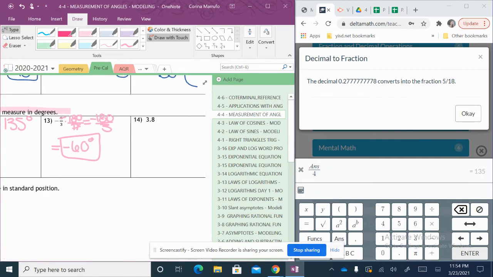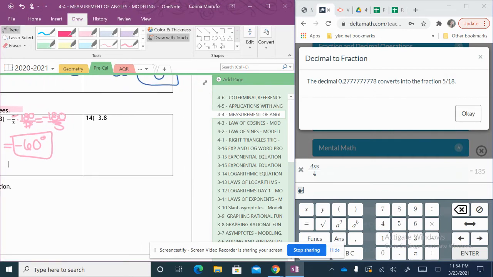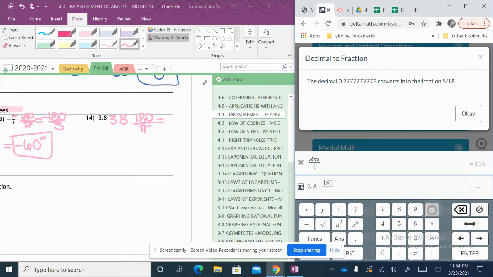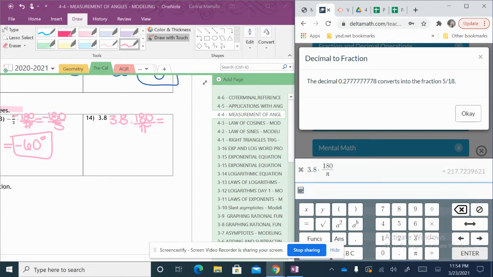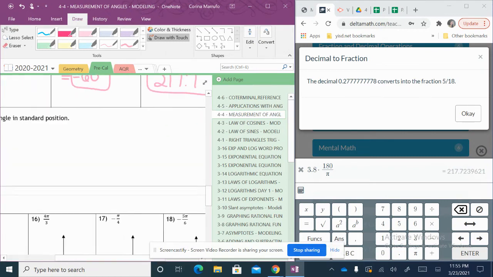Okay, and the last one, here we have 3.8. So this one isn't in terms of pi, so we're just going to go from 3.8, we're going to multiply it times 180 over pi. Okay, so here I'm going to do 3.8 times 180 over pi. That gives me 217.7. So 217.7 degrees. And that's it for those ones.